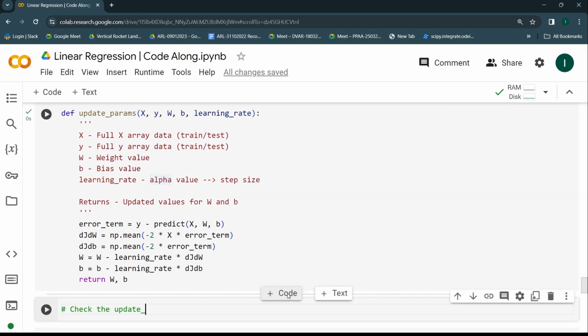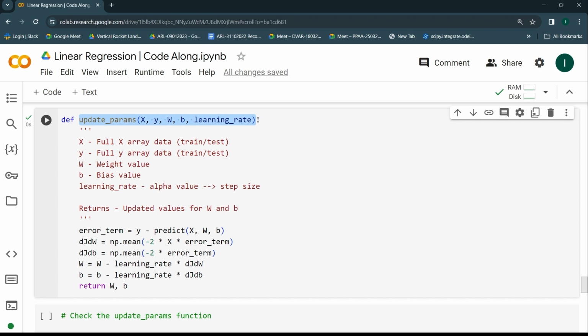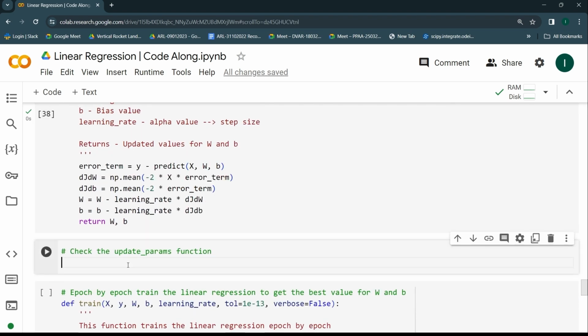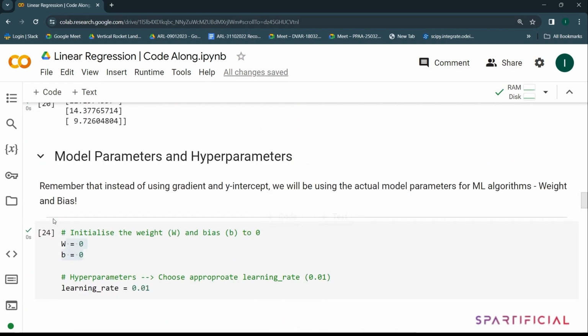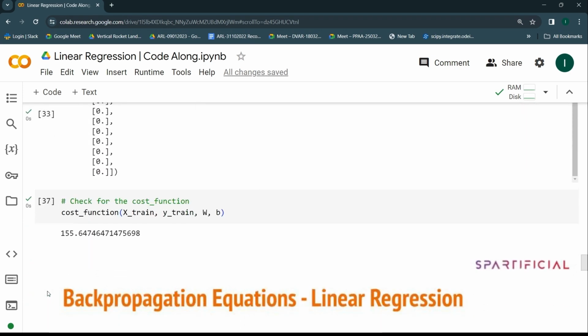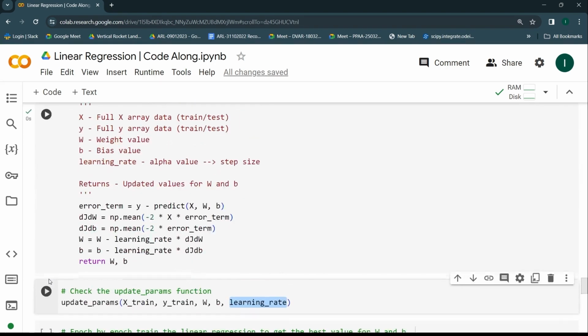Check the update params function. So I'm just going to copy this whole thing very quickly, paste it over here, and instead of x, it's going to be the training data, x train. This is your y train. W, B, and learning rate, everything is defined. I don't need to change that. It's W0, B0, learning rate is 0.01. So hopefully we'll be getting two values over here in the output.